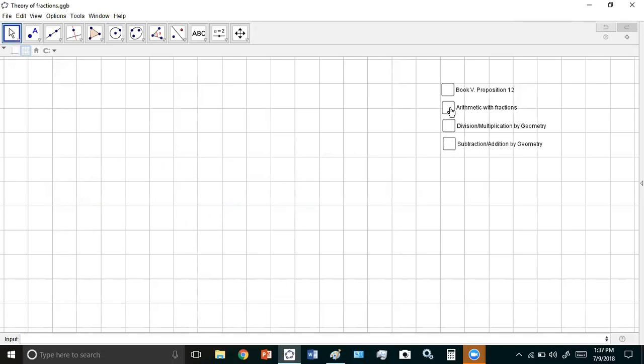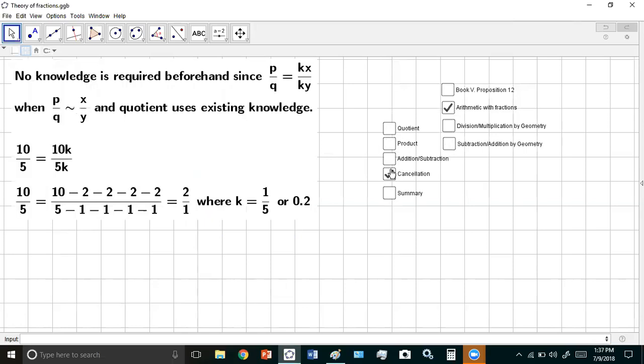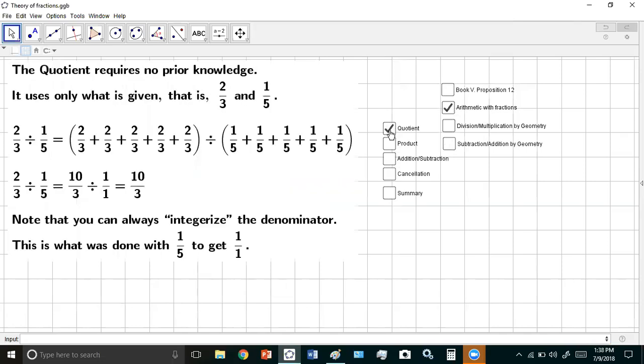So now let's look at arithmetic with fractions. And the first thing I'm going to show you is the quotient. Well, we could look at cancellation too. But before I get to cancellation, let me look at the quotient, because we already have a good idea what that is. So the quotient requires no prior knowledge. It uses only what is given.